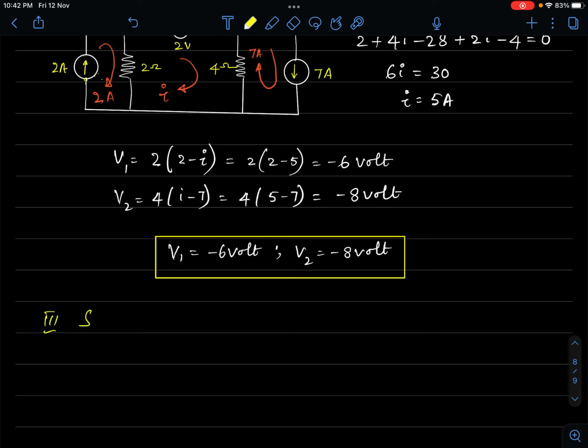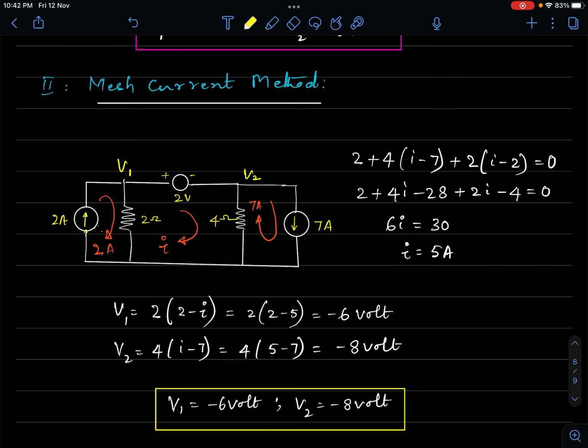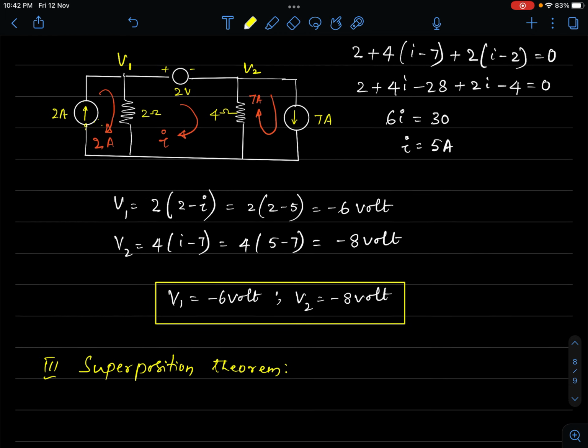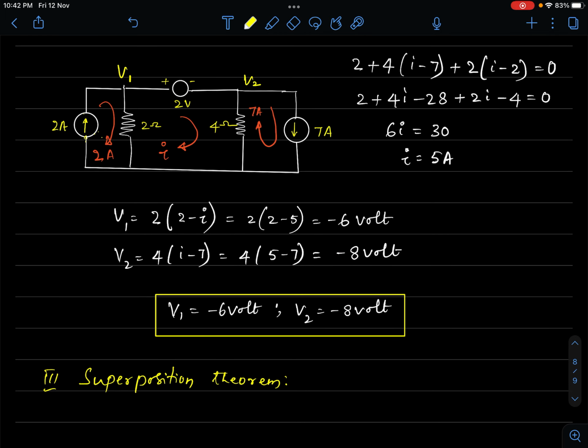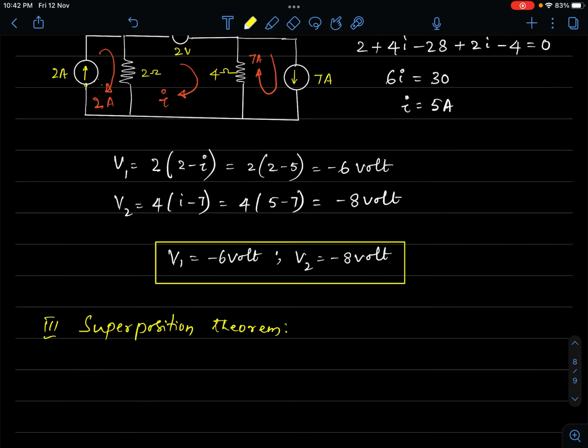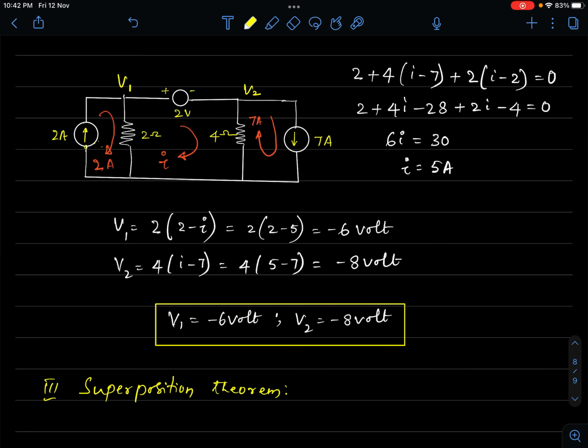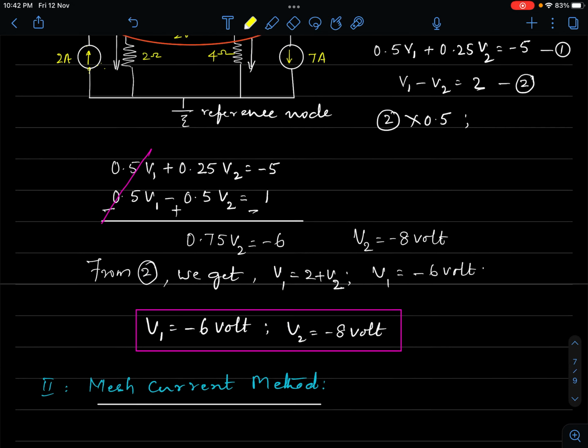Let us explore a third method. What is a third method we can think of? The superposition theorem. We have three sources, so we can explore the possibility of the superposition theorem, and how it can be applied to this problem. We will consider one source at a time, find the voltages and then superimpose them. It will involve 3 steps.